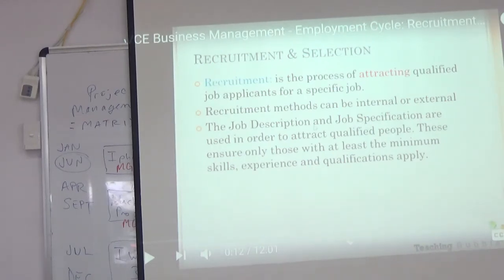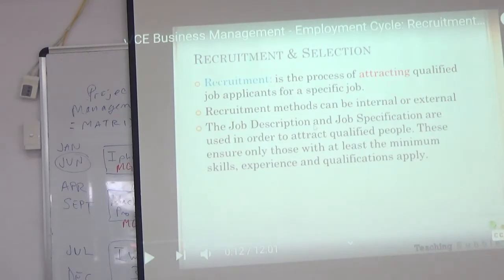I've seen it. So then you get to the point where you've got a list of people. So here's the process of recruitment. You receive the applications and resumes. You set a short list for interviews.